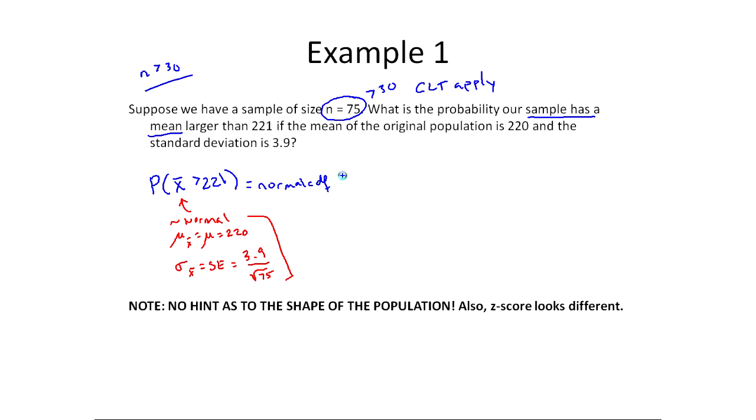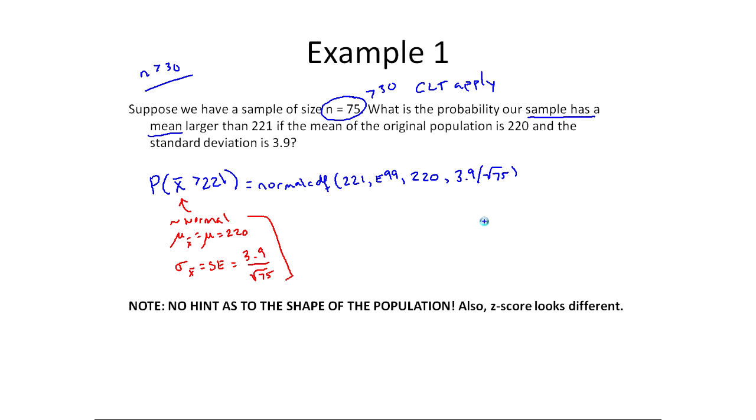And since we're going from 221 up, we go 221. And remember, we need a right-hand endpoint out to E99. Then the next value is the mean. We're using the distribution of x bar as the sampling distribution, since this is x bar. So this is 220 for the mean. And then the standard error, which is the standard deviation of x bars, which you'll type in your calculator just like this, 3.9 over the square root of 75.